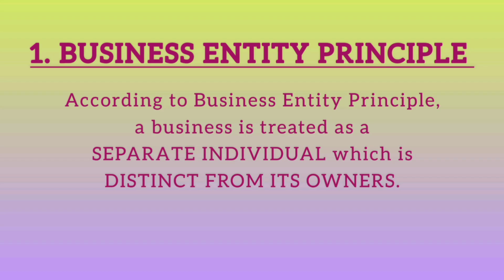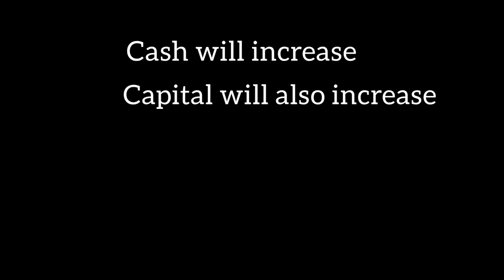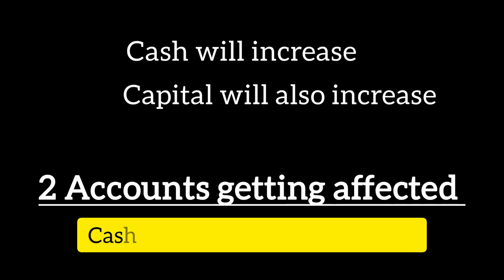As per the business entity principle, what does it state? It states that owners and business are two separate individuals having distinct liabilities. So the owner is different and the business is different, and whatever transactions take place in business, we will record from the point of view of the business and not from the point of view of the owners. All right. So what happens when you bring the money? The cash account will increase, yes or no, and also the capital will increase. So you see, two accounts are being affected.